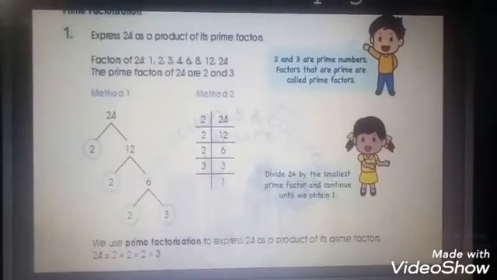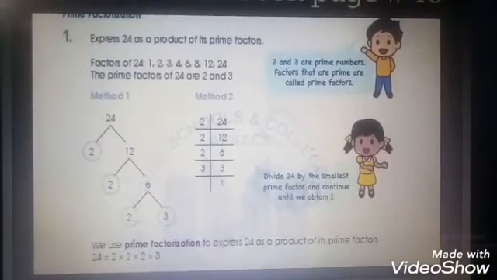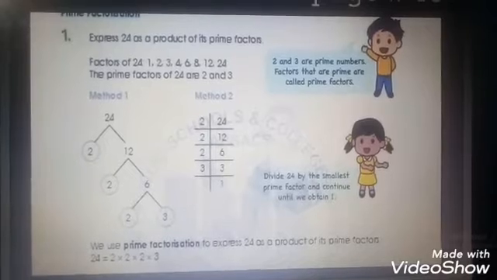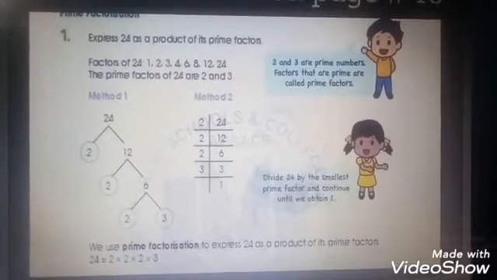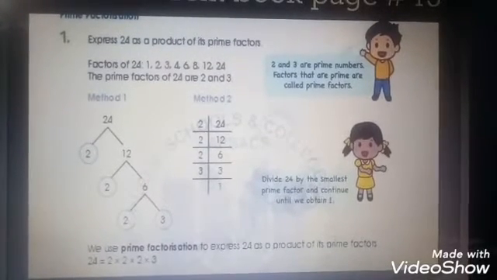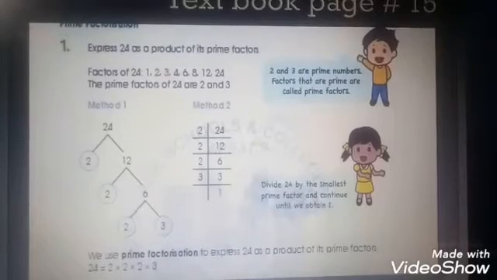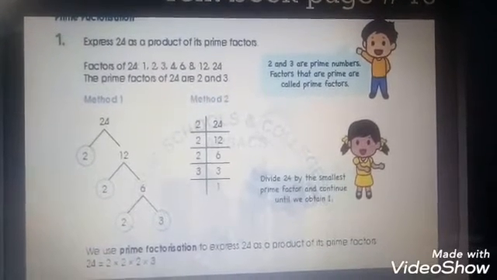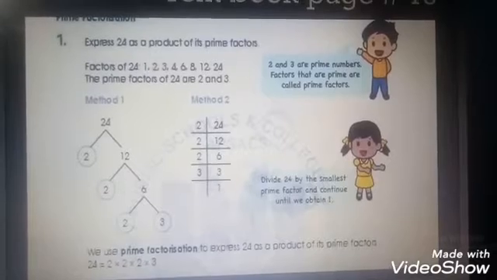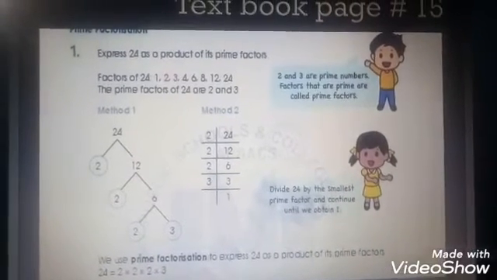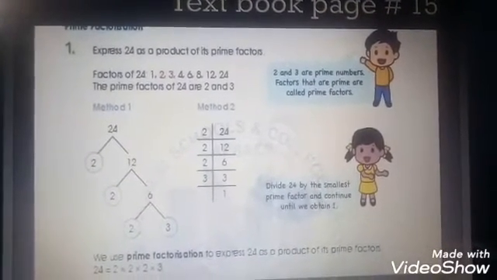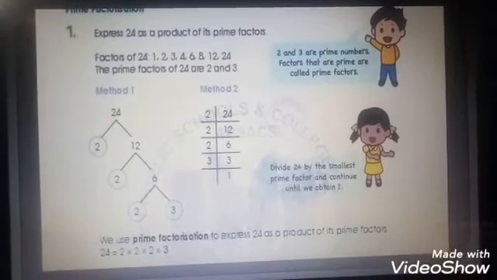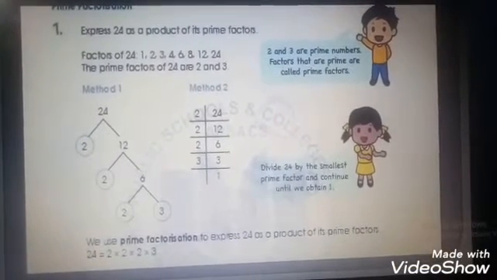Question one: express 24 as a product of its prime factors. Means convert 24 into prime factors. The factors of 24 are 1, 2, 3, 4, 6, 8, 12 and 24. It means 24 is a composite number. So you have to choose prime numbers to convert this number into prime factors. 24 is a composite number and an even number.